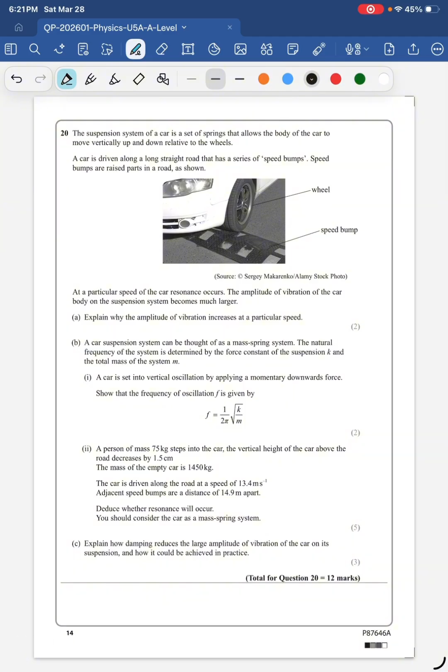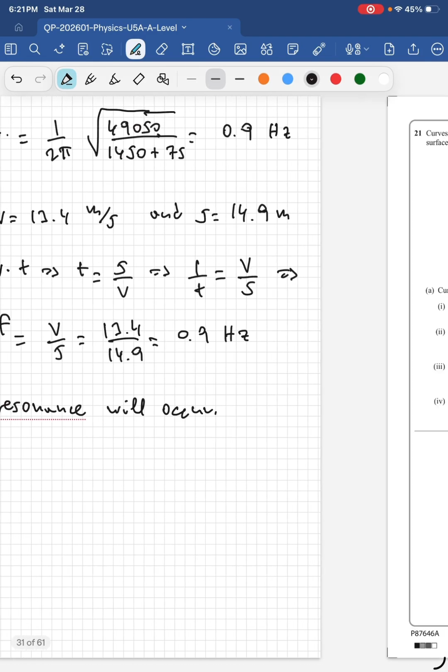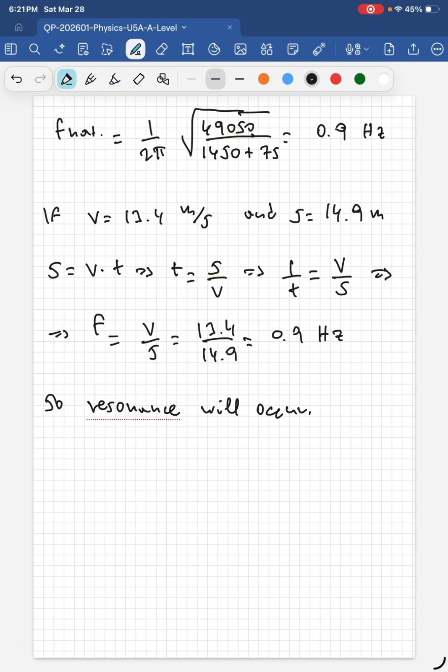Okay. Part C, explain how damping reduces the large amplitude of vibration of the car on its suspension and how it could be achieved in practice. So let's answer it here.